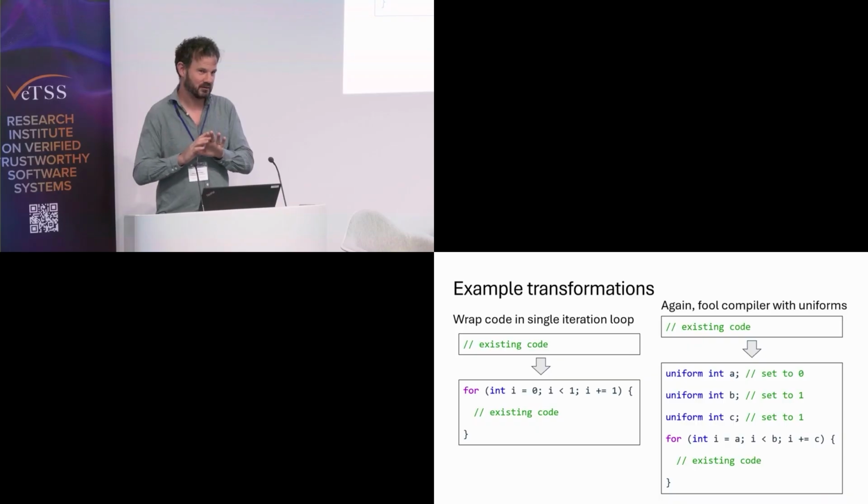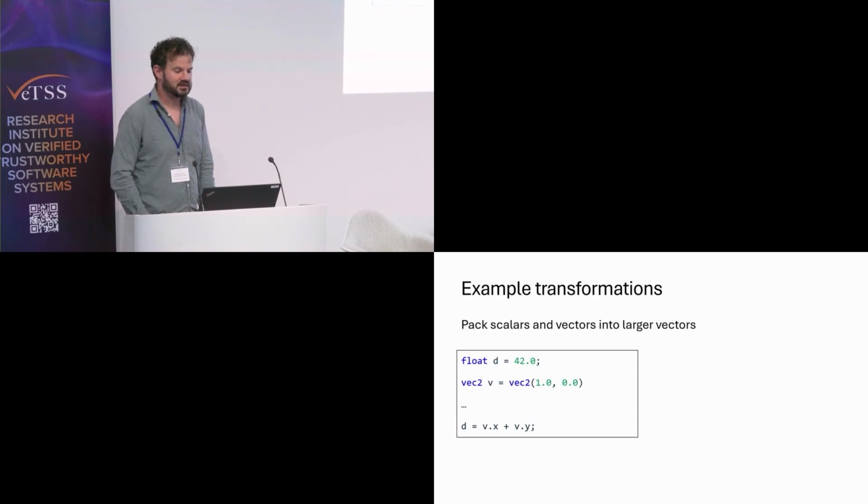Okay, so the idea, the game in fuzzing is to have diversity rather than to optimize for any particular way of mutating or generating programs. Rather, try and have as much diversity as possible. One more example from the project is packing scalars and vectors into larger vectors.